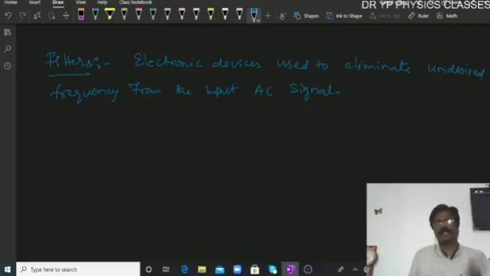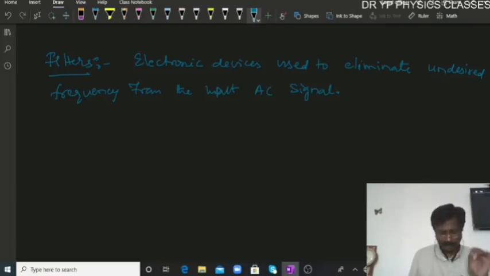signal. So we can design the filters based on our requirement. What type of filters we need, what frequency filters we need. So based on our requirement, we can design the filters.